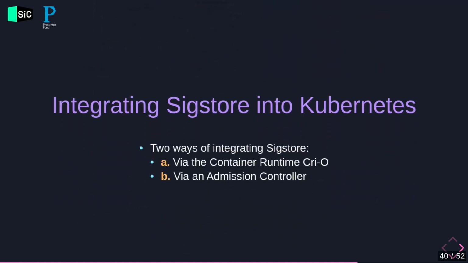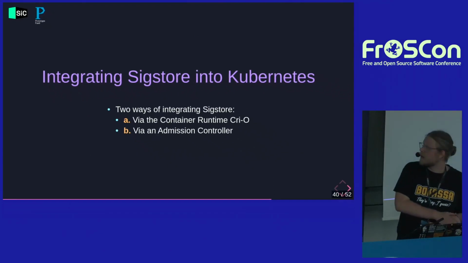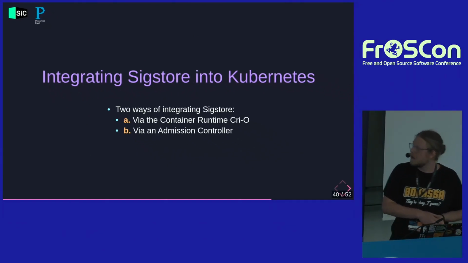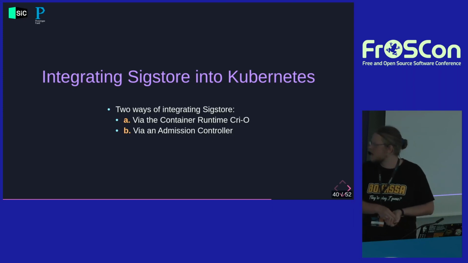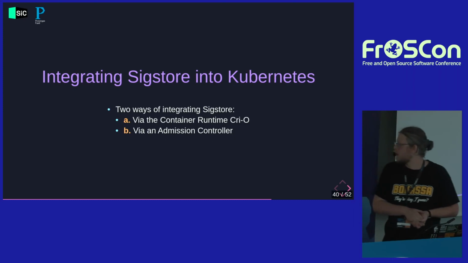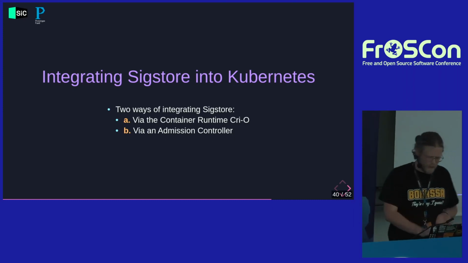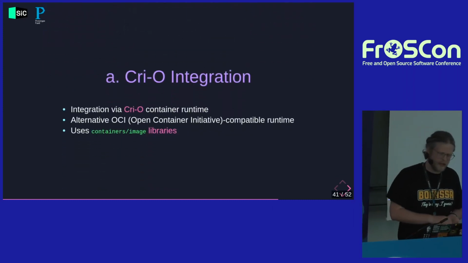So now we come to the integration of Sigstore into Kubernetes. There are currently two ways of doing that. The first one being the container runtime CRI-O, and the second one being admission controllers. So we will first go over the CRI-O integration.